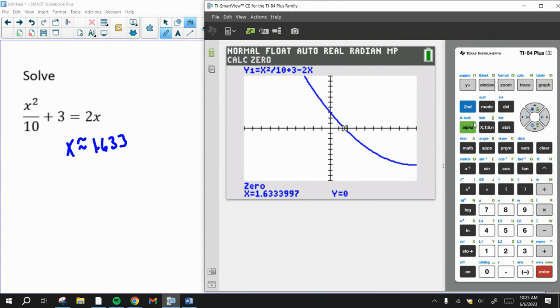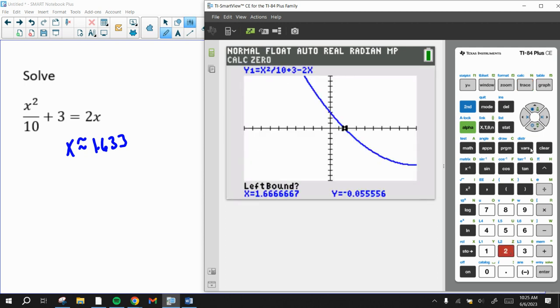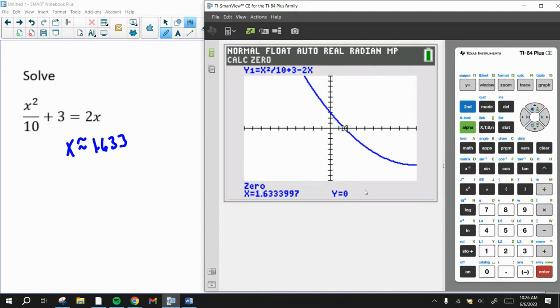You can also do that with the cursor. I'll do that quickly. Second calc 0. You may be more used to doing it that way. I like to know how to do it both ways. So left bound, you can see my cursor is to the left of that 0. So anywhere out here, hit enter. Right bound, cursor over to the right until I get definitely to the right of it, enter, and then enter for a guess. Now the other 0 is somewhere out in the 20 something.